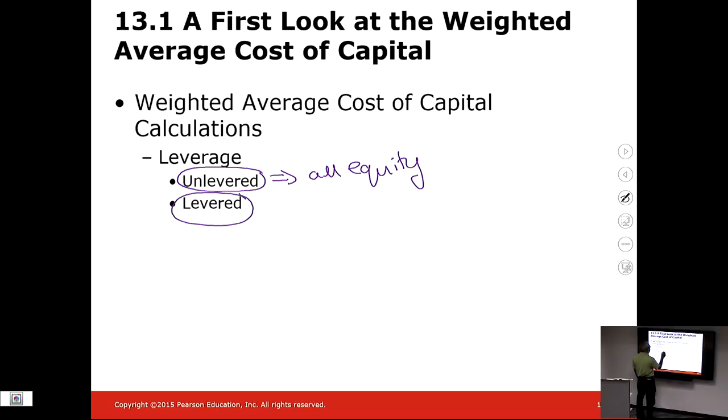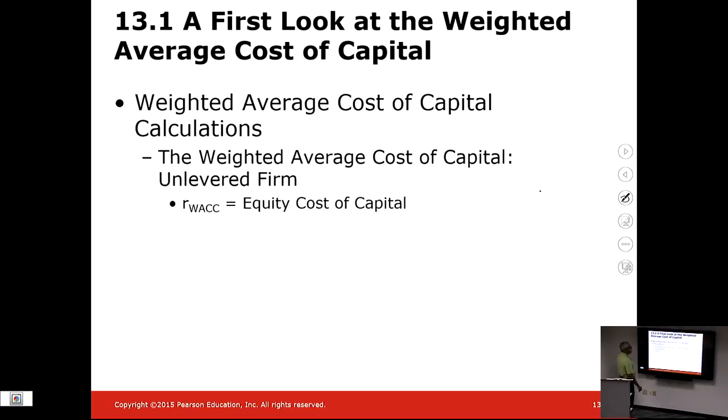And when the firm is levered, it implies a mix of debt and equity. So for an unlevered firm, what would be the cost of capital? For a levered firm, what will be the cost of capital? So the weighted average cost of capital would simply be the equity cost of capital when the firm is unlevered, when it is an all-equity firm. There is no debt, so obviously I don't have to consider the impact of debt.